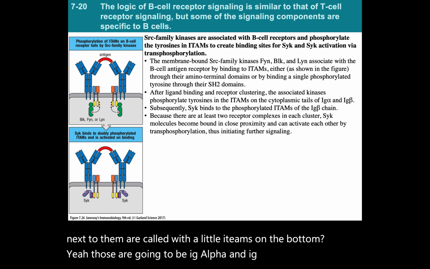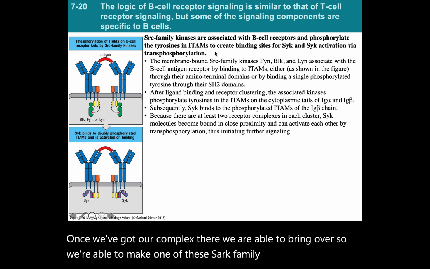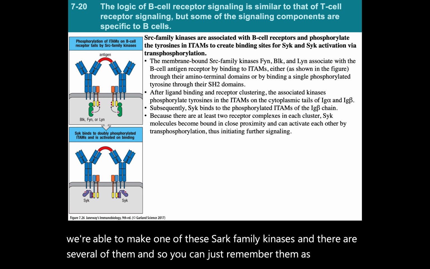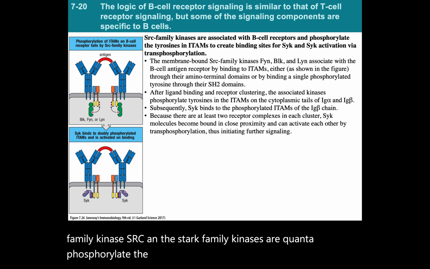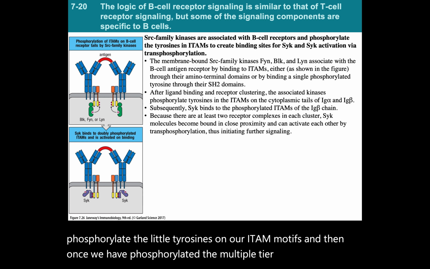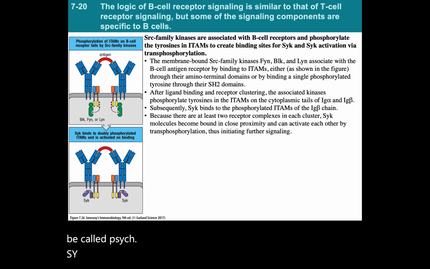All right. So once we've got our complex there, we are able to bring over one of these Src family kinases, and there are several of them, so you can just remember them as a Src family kinase, SRC. And the Src family kinases are going to phosphorylate the little tyrosines on our ITAM motifs, and then once we have phosphorylated the multiple tyrosines on the ITAM motifs, the equivalent of ZAP70 for B cells is going to be called Syk, S-Y-K. So you thought it was going to be ZAP70? Syk, it's not. Oh my gosh, it's terrible.